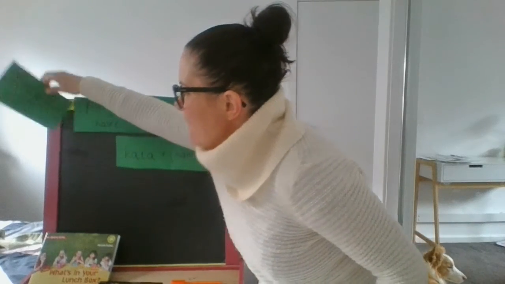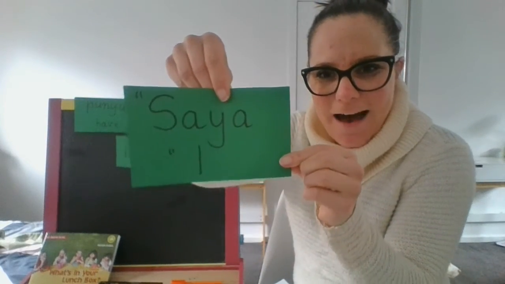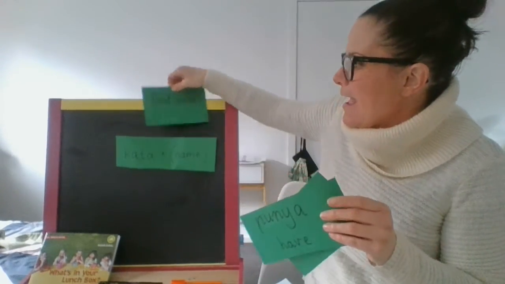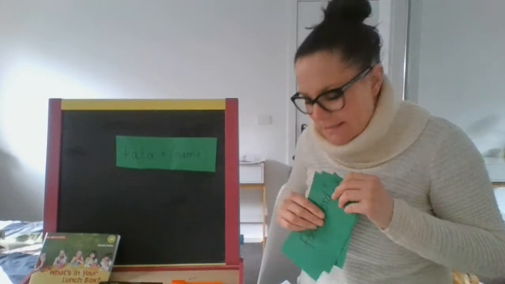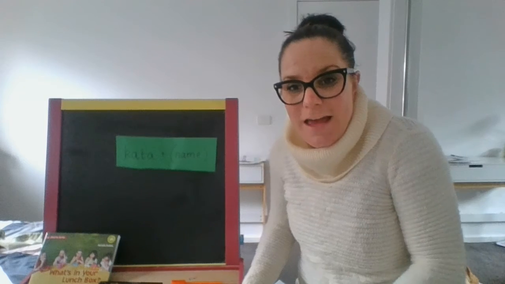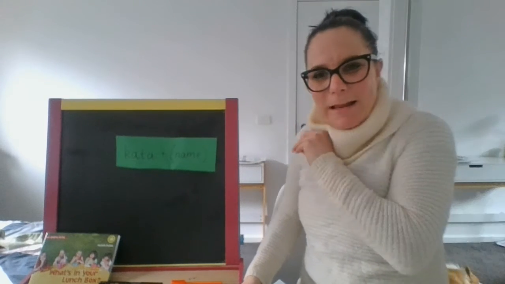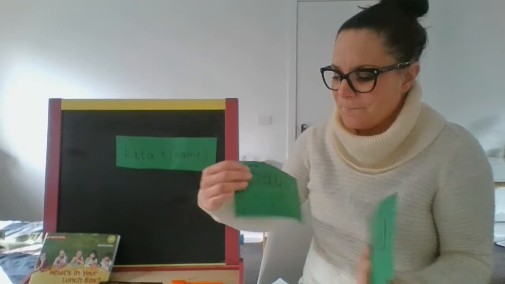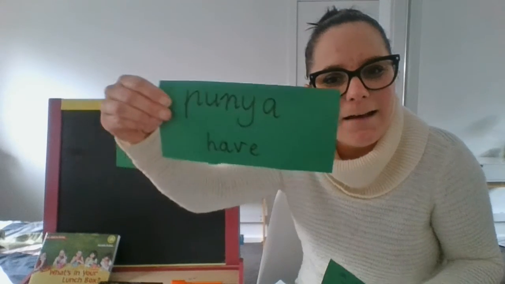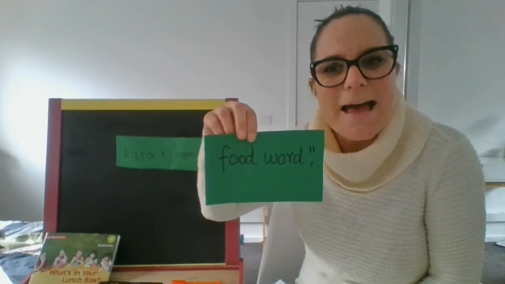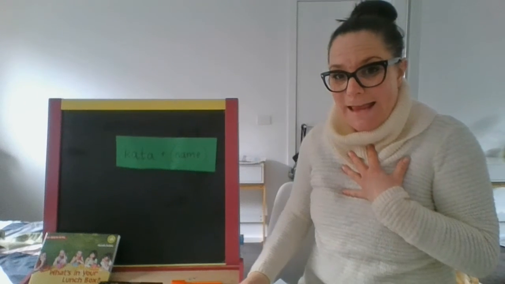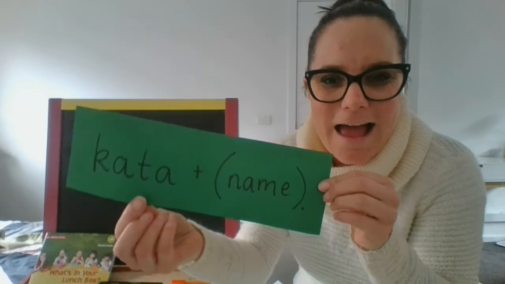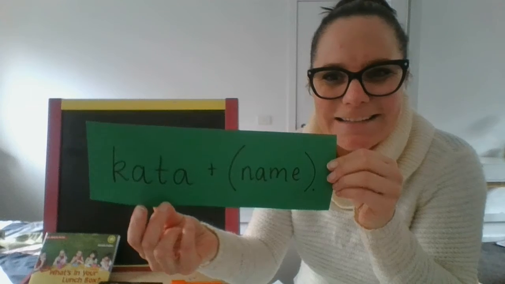So here we go. We have saya, which is I, punya, which is have, and then we add the food word. For today, I am going to be writing about a fruit that we learnt about a couple of weeks ago that was in my lunchbox. So I'm going to be writing about having an apple in my lunchbox today. So my sentence will say, saya punya, and the food word, which is apple. Now I'm saying it, so it needs to say kata, and my name. Kata means said, okay?